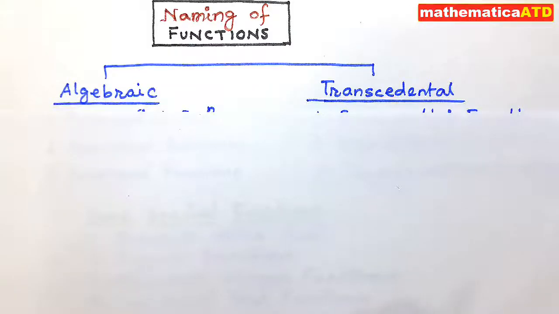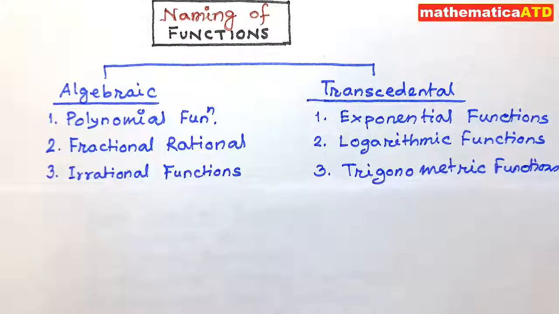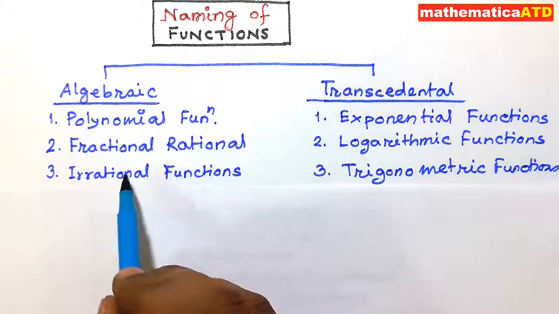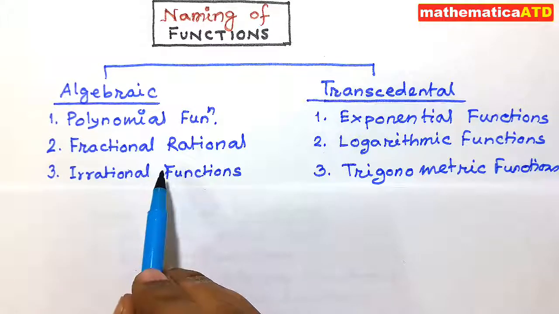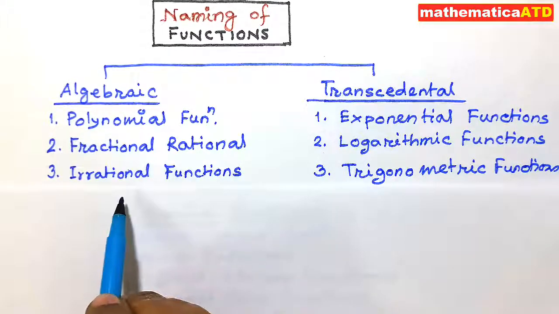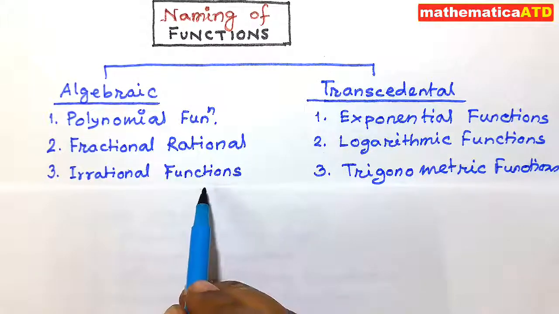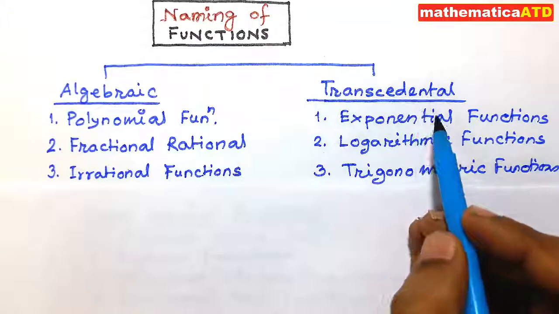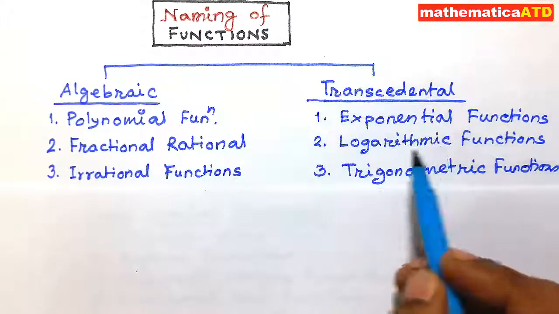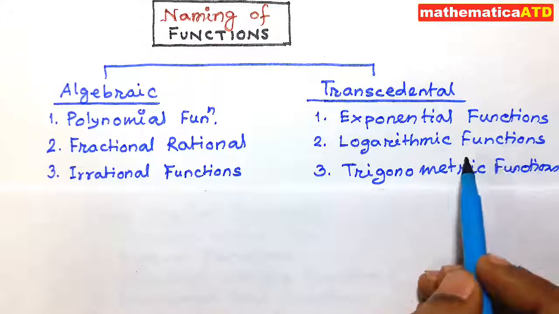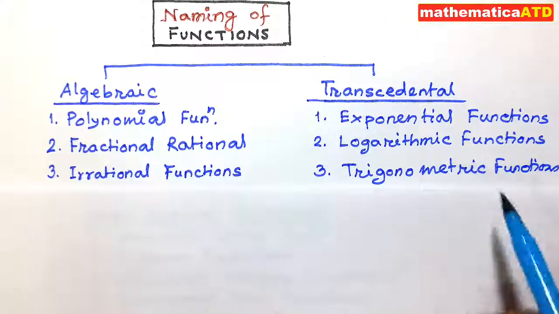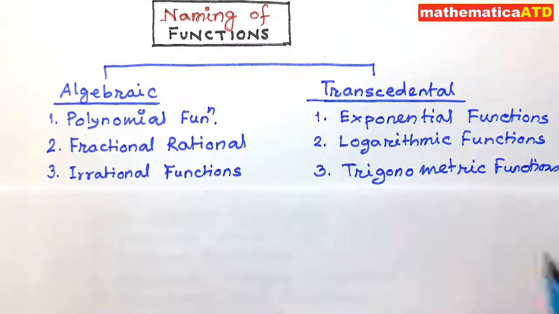Now, we shall discuss in algebraic functions three types of functions, respectively polynomial functions. Next one is fractional rational functions. Third one is irrational functions. And in transcendental functions, you will find exponential functions, logarithmic functions, trigonometric functions.